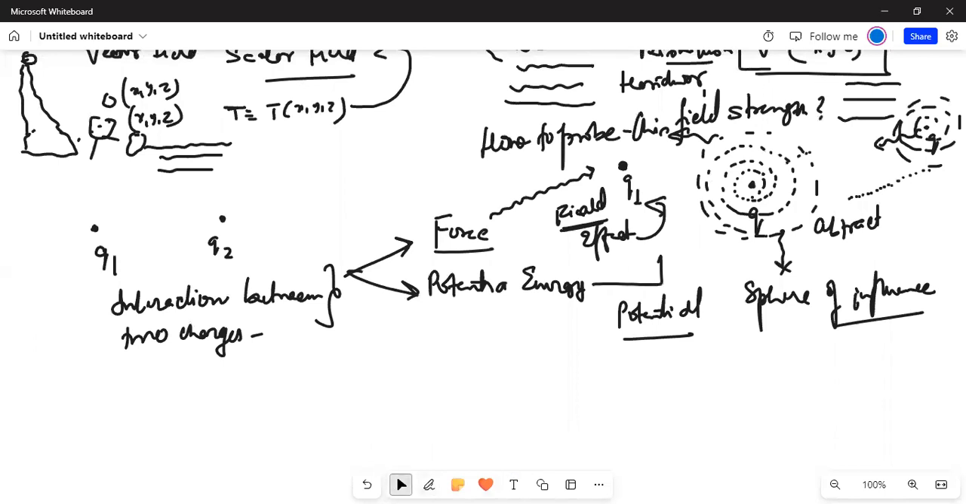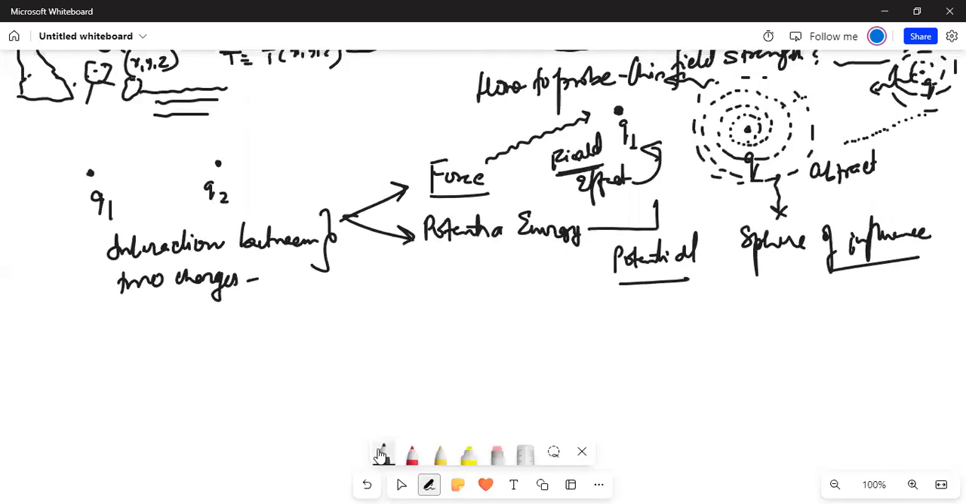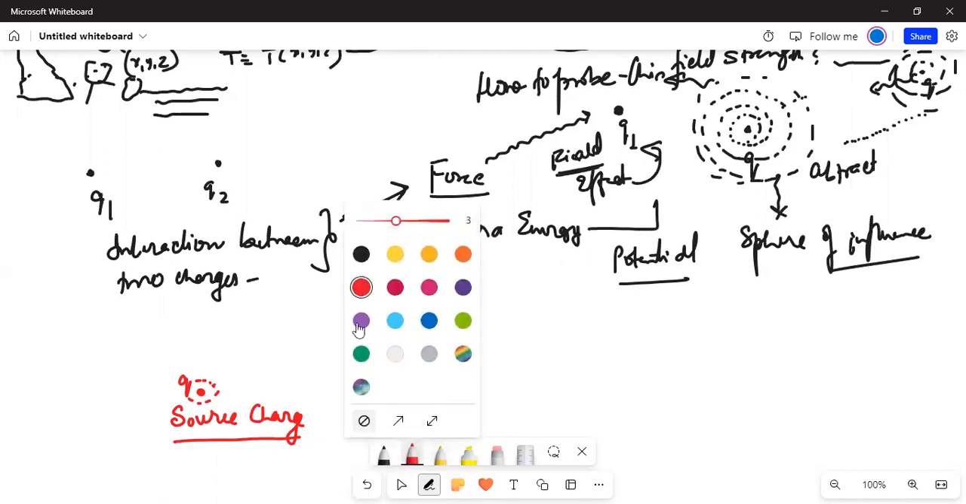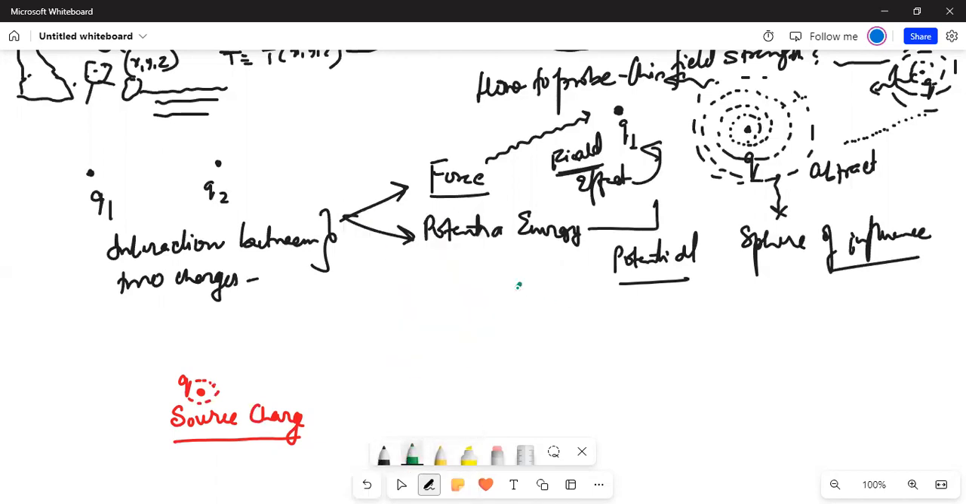So what has been devised is, let's say this is your source charge, and we want to find what is the field due to this source charge Q. What is the field strength due to this source charge Q? So what would one do? How to probe it? The prescription is very simple: we'll try to bring a test charge.